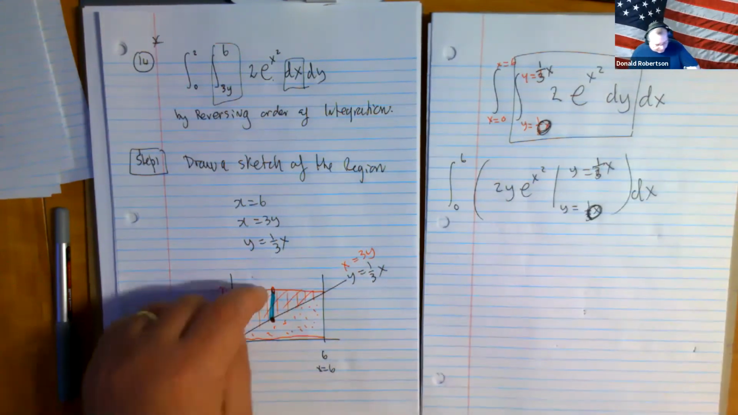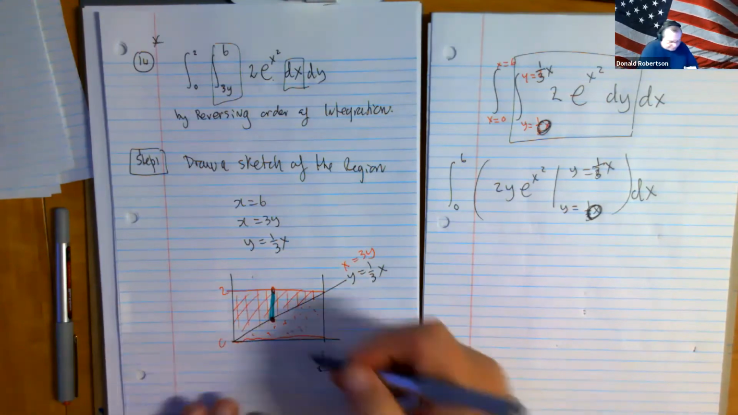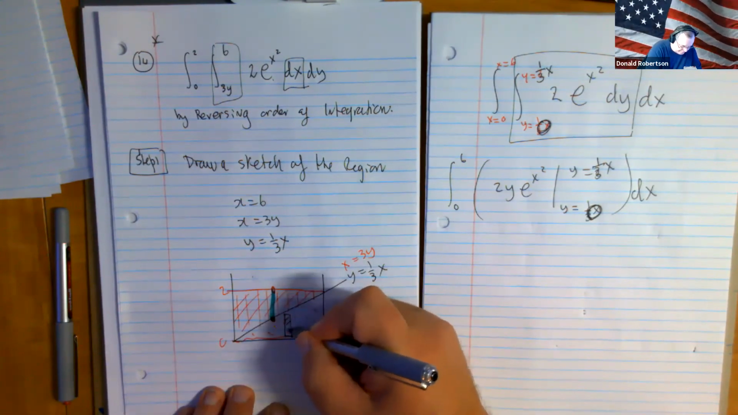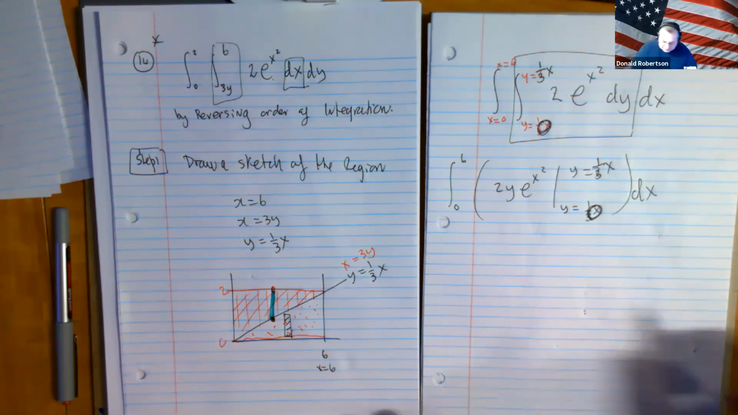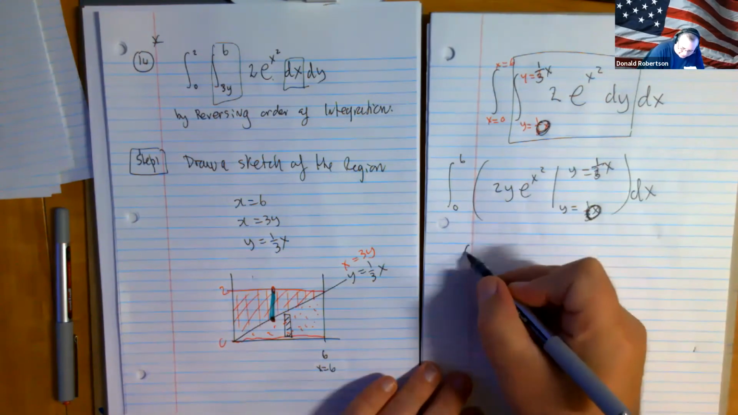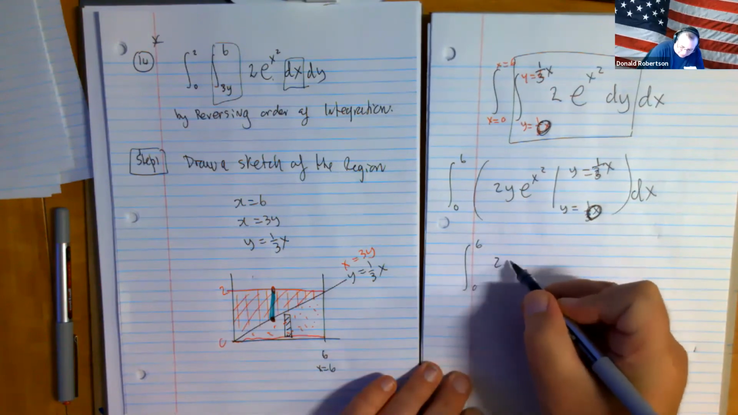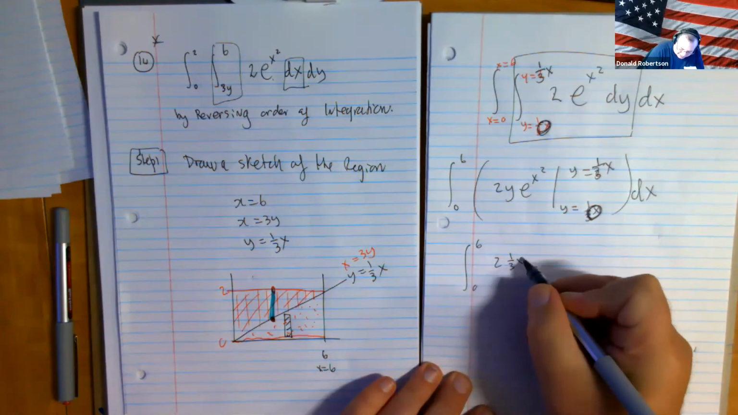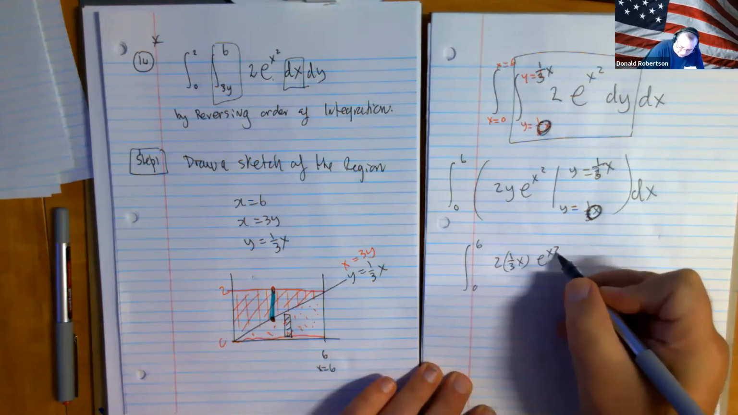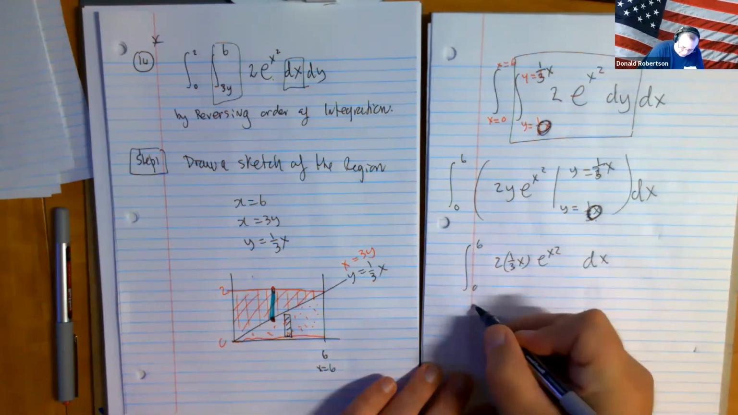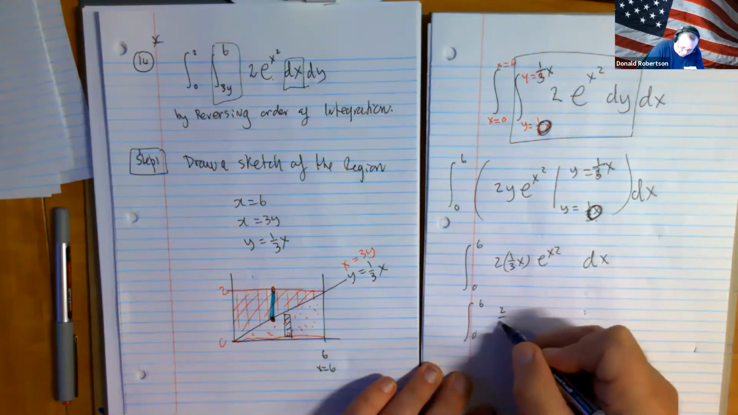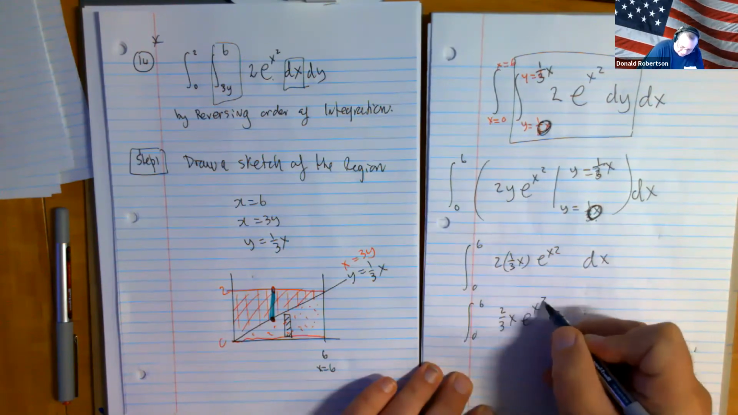So it's not from that line to that line, it's from there to there. Right. So plug in 1/3. I get 2 times 1/3 x e to the x squared. Take away nothing. That becomes 2/3 x e to the x squared dx.